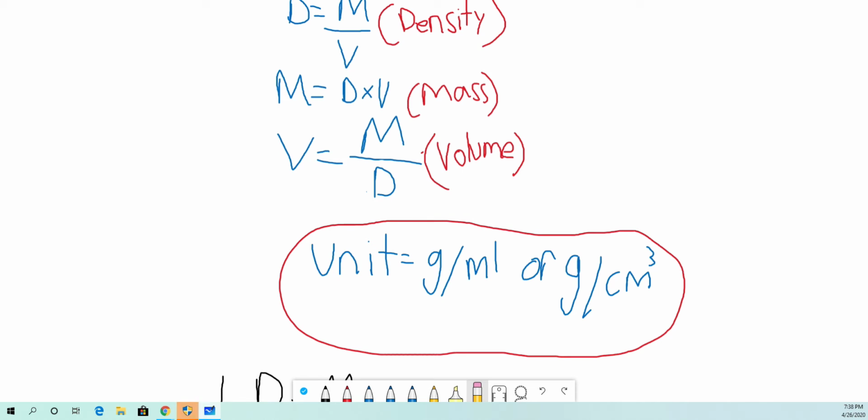We're going to see that when we do the practice problems down below. I also just want to point out, these are the units for density. So this and this are for density. Mass, your unit is always going to be grams. Your volume is either going to be milliliters or centimeters cubed.